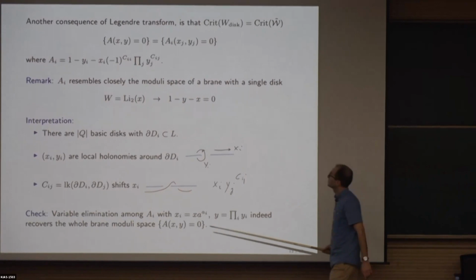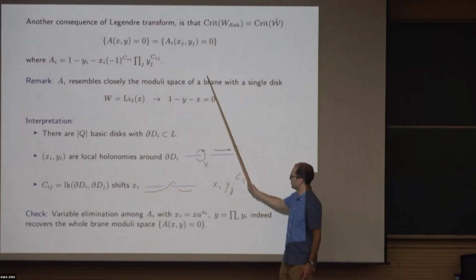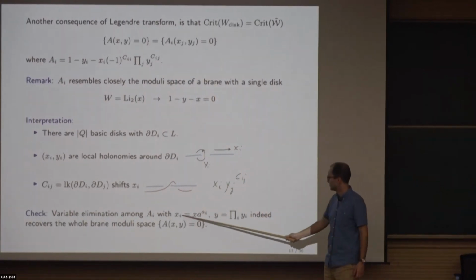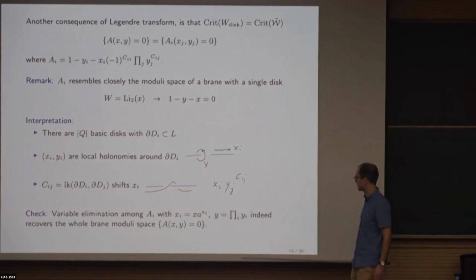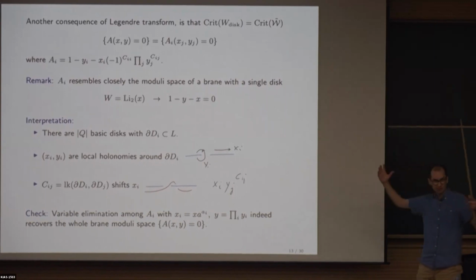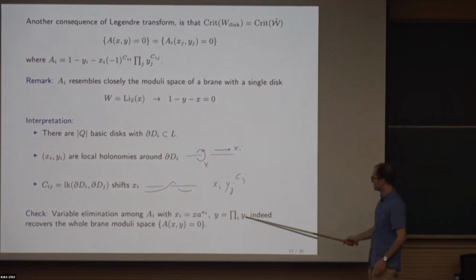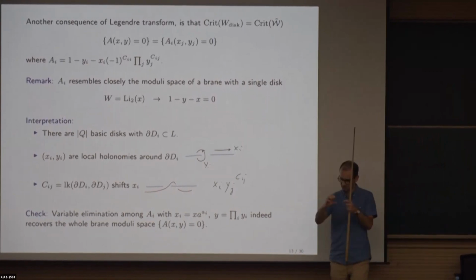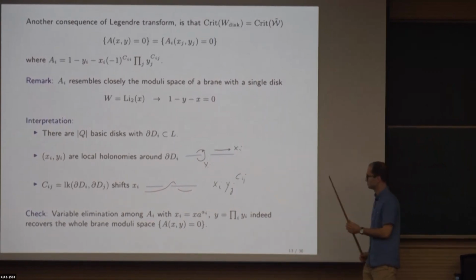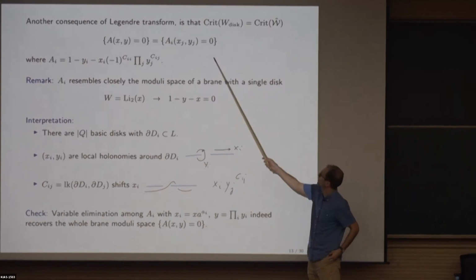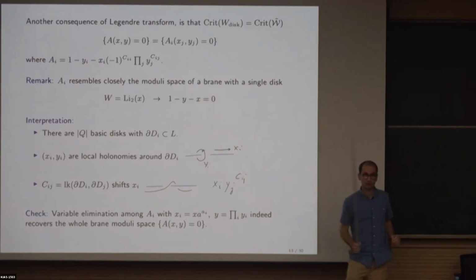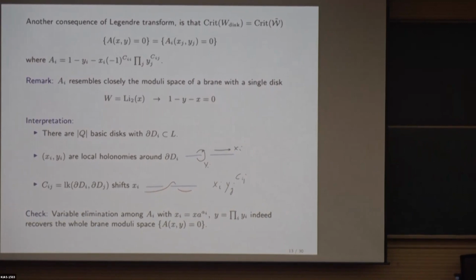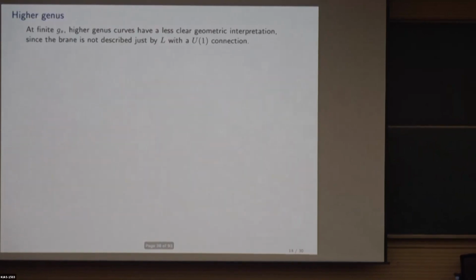And as a check, if you do variable elimination on these polynomials, where you specialize the xi's as in the knot-quiver correspondence, and if you declare that the overall meridian at infinity is just the addition, or since we're talking exponentials, the multiplication of the little meridians, as it should, then you find that indeed variable elimination reproduces the augmentation curve as it should. So the picture is indeed consistent. So that's the genus 0 story.